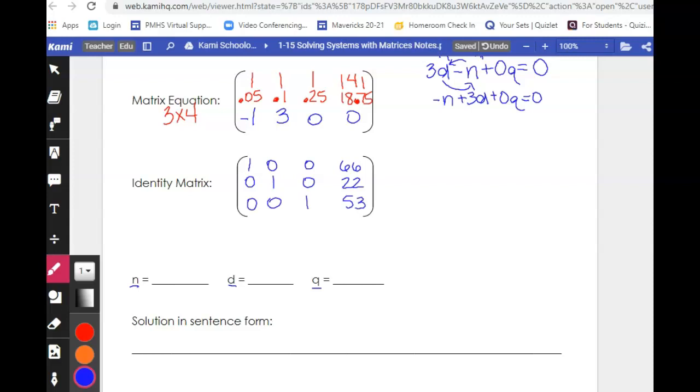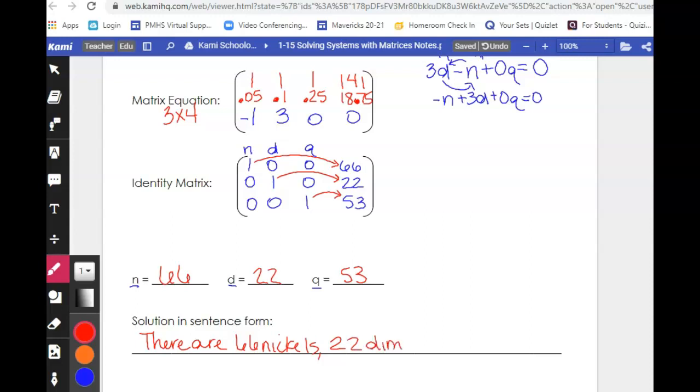Remember that my first column was my coefficients for N. Second was coefficients for D. Third was coefficients for Q. So that means that my number of nickels is 66. My number of dimes is 22. And my number of quarters is 53. No ordered triples for this problem because it was a word problem. So there are 66 nickels, 22 dimes, and 53 quarters.